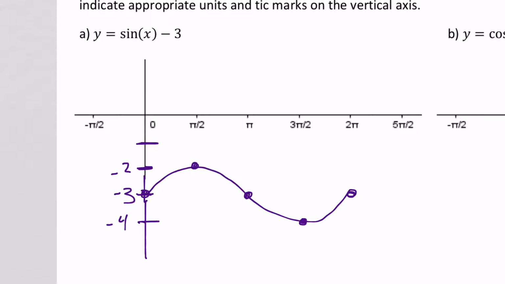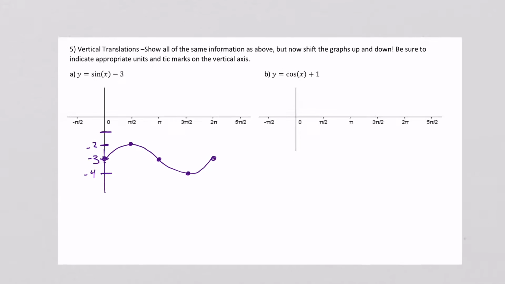But notice the amplitude is exactly the same. From the middle, it's going up 1 and down 1. So from that -3, we can see the amplitude in that -2, and in the other direction in that -4. Notice it has not affected my period at all. It's still a normal cycle between 0 and 2 pi. The only thing that will affect your period is if there is a coefficient in front of x. So we've got that function right there.